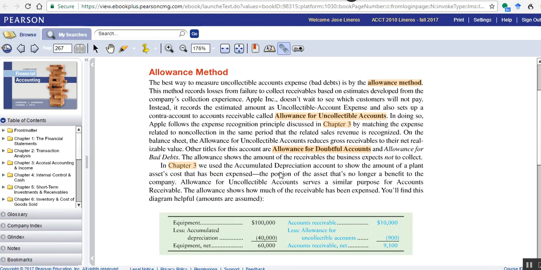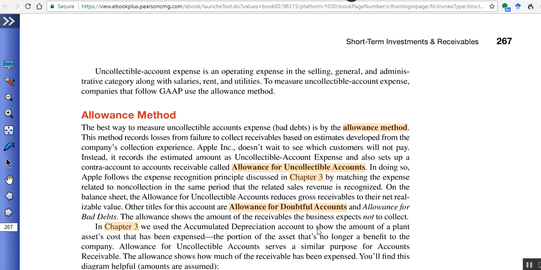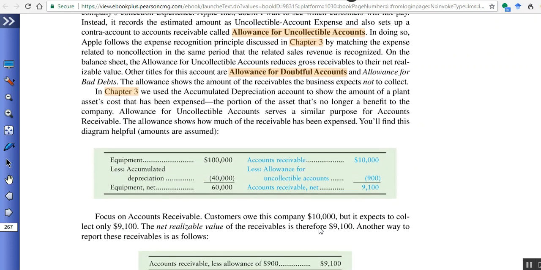I wanted to cover this because I had a couple of students that had a question about this, and it's the definition of net realizable value. Let me come over here to screen view. So we're talking about, let me get my handy dandy marker, talking about net realizable value.